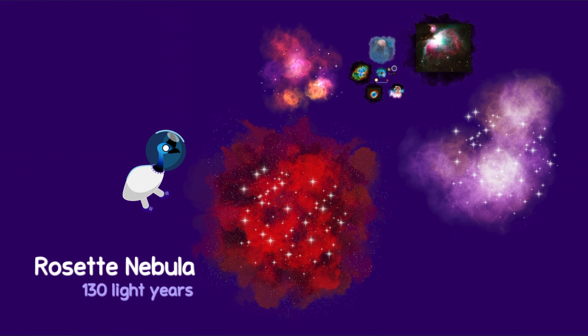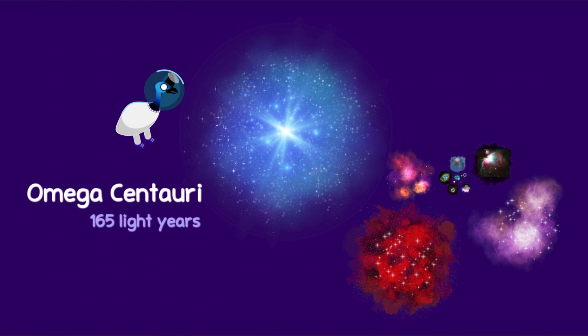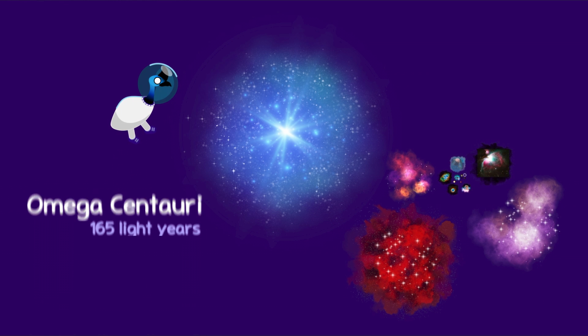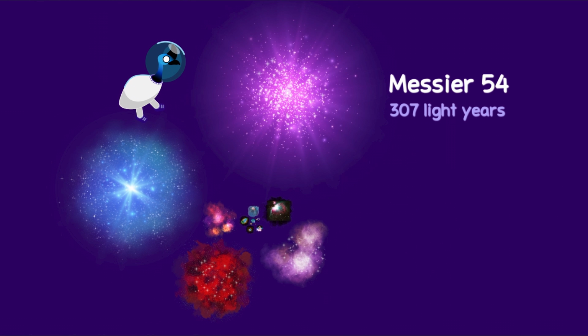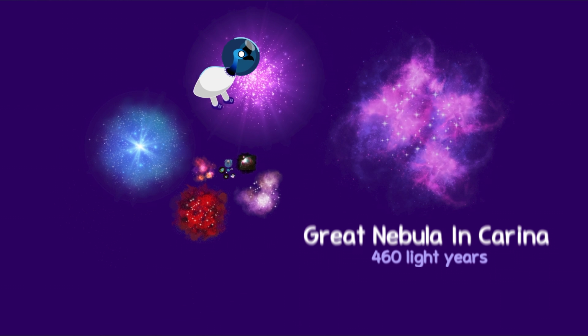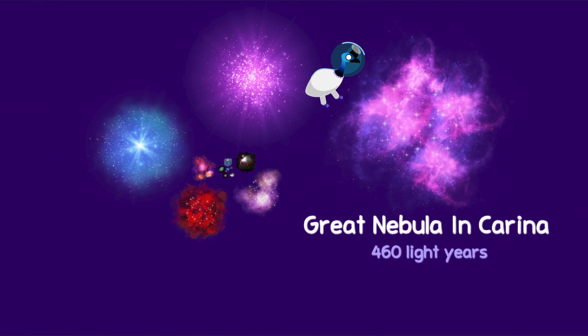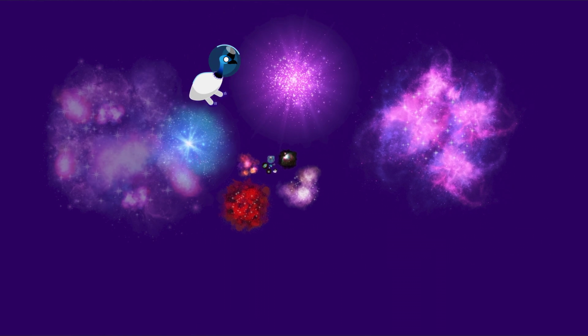Rosette Nebula, 130 light-years, a colorful cosmic cloud where new stars are born. Omega Centauri, 165 light-years, a massive globular cluster located in the constellation of Centaurus. Messier 54, 307 light-years, a globular cluster near the center of the Milky Way galaxy composed of thousands of stars. Great Nebula in Carina, 460 light-years, a massive glowing cloud of gas and dust.